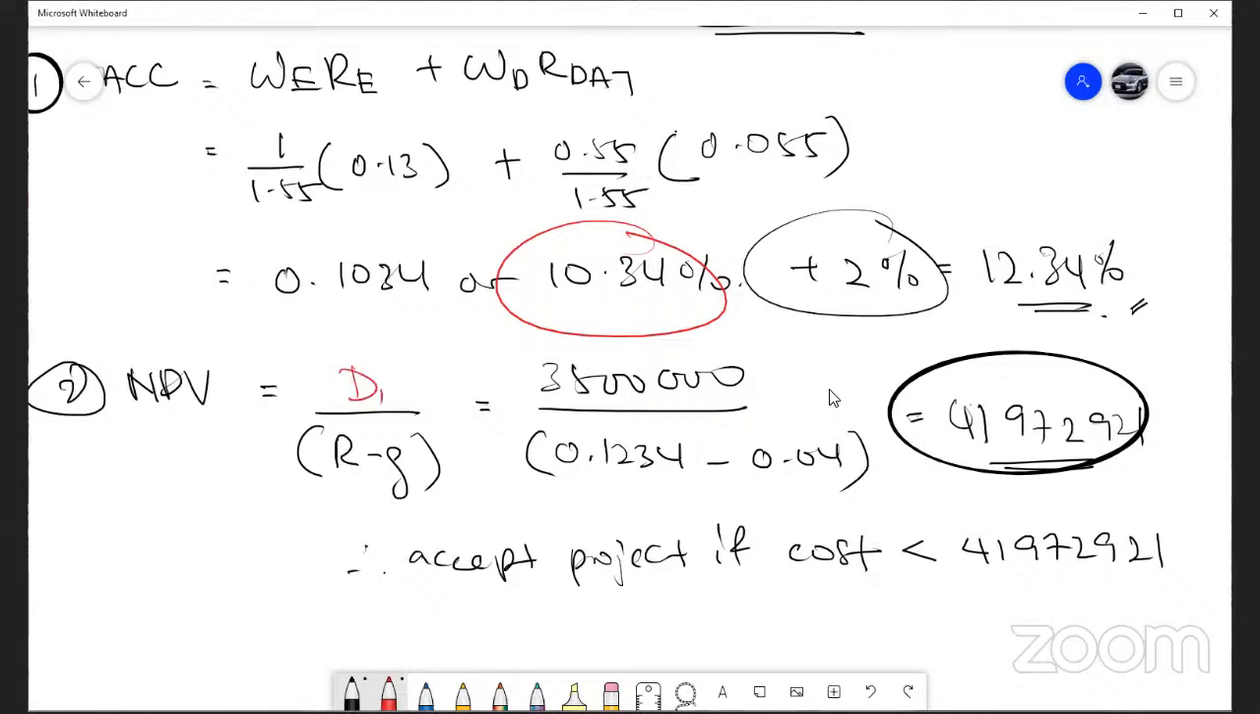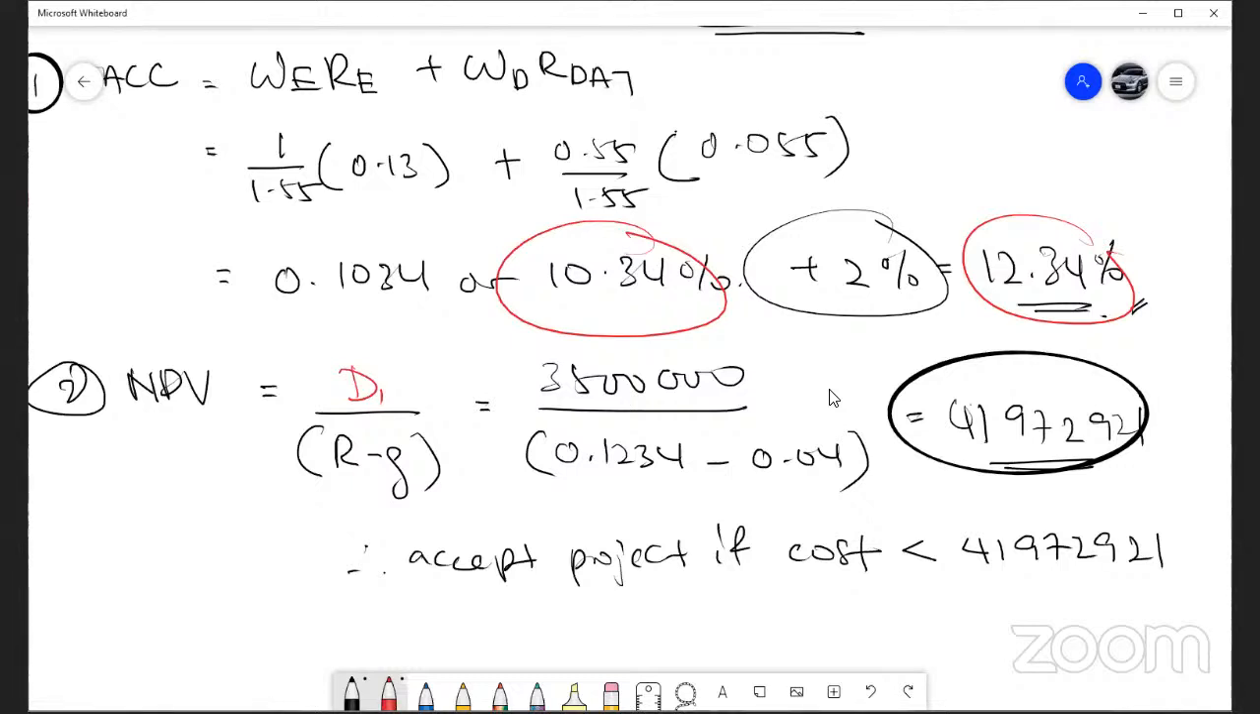The dividend growth model formula is D1 divided by R minus G. So this is your dividend, which is basically a cost saving. Every year you'll get 3.5 million cash flow, and the growth rate is 4%. Initially the cost of this whole project is only 10.34%, but because of the constant cost saving, there's an increase of 2%. You use the subjective approach of adding 2% to the cost of such a risky project. So in the end, your WACC is 12.34%. So this is your new rate.